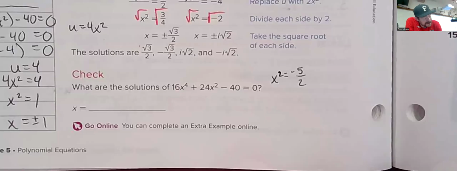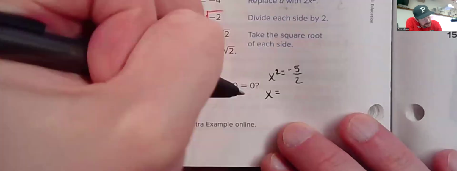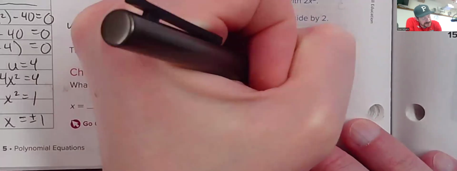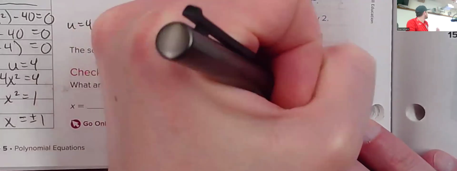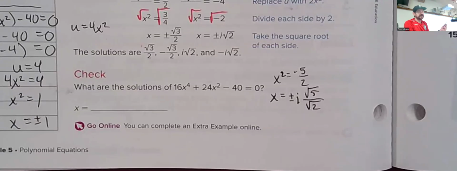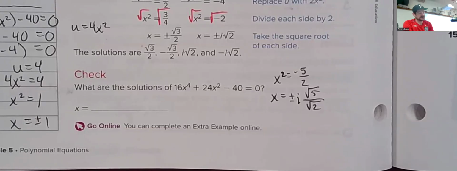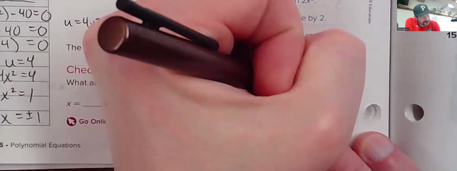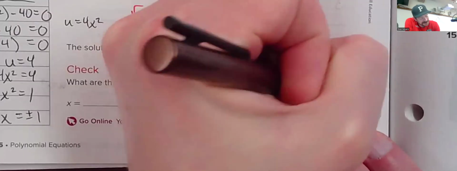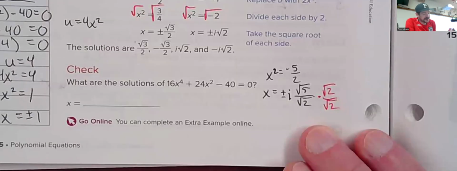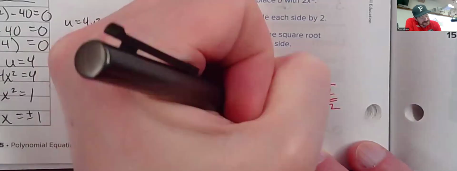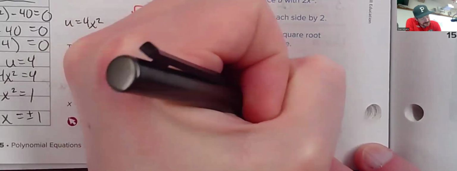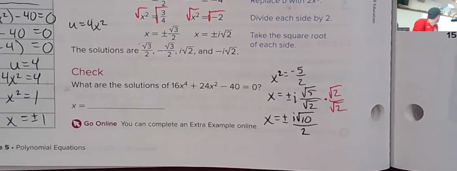So you're going to factor it out. So you're going to get x is equal to plus or minus i times the square root of 5 divided by the square root of 2. But then you have to rationalize the denominator by multiplying the numerator and denominator by the square root of 2. So it's going to be root 10 over 2 is what I was trying to write earlier. Multiply by root 2 over root 2. So then x will equal plus or minus i root 10 over 2.